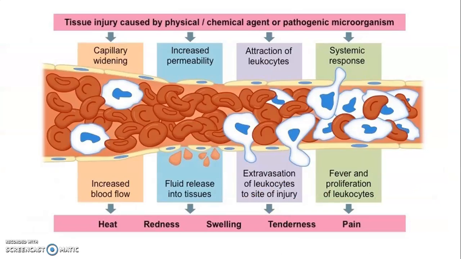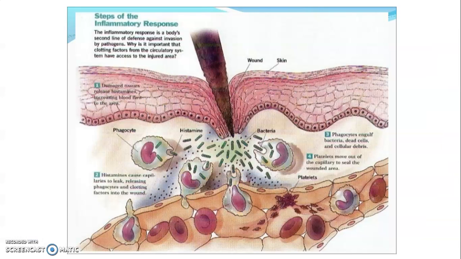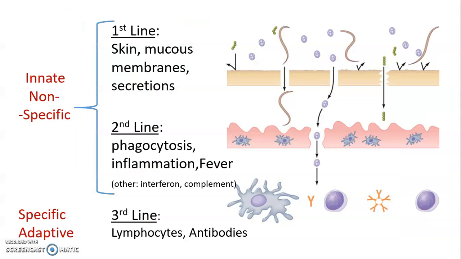Okay, that's the end. Let me make sure I covered everything. Yes, this is just another picture of the same old stuff. Then this is a summary, once again, of what we covered. So we did all of innate or non-specific immunity, and you have questions to work on for those.